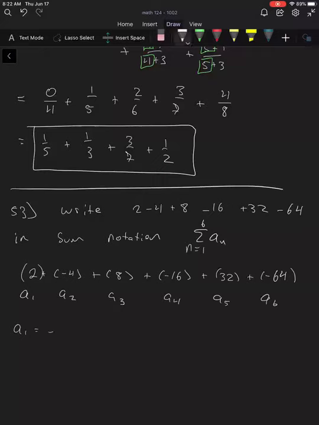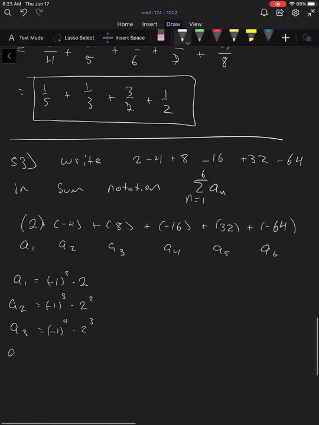Our first bit is going to be -1 to the 2, because that gives us a plus sign. So we just put that there, times 2. a2 is a minus sign, so we can do -1 to the, say, 3, because -1 to an odd power is negative. And then we have 4, which we can write as 2 squared. a3 is positive, so we can do -1 to the 4. And then we have 8, which is 2 to the 3rd power. a4 is minus 16, so we do -1 to the 5, which gives us a negative.